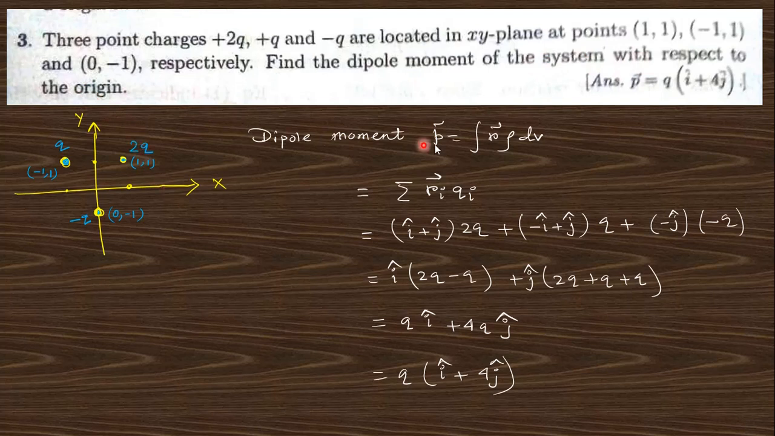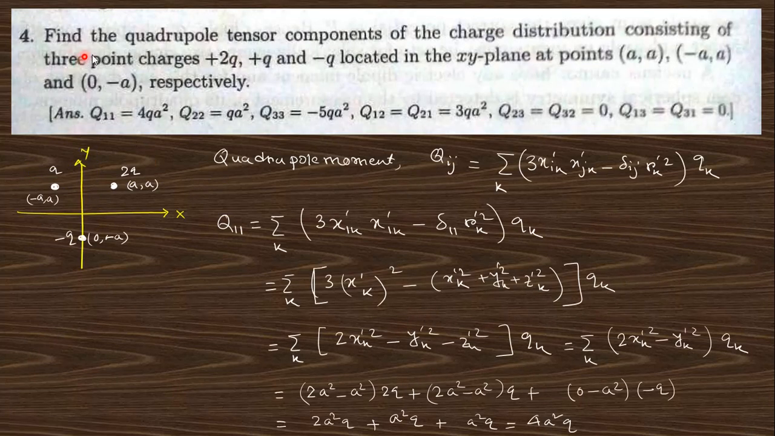So with respect to the origin, you need to find the dipole moment. Dipole moment is r into charge, so in summation form this is Σ r_i q_i. For r_i of the first charge, this will be i cap plus j cap, and the charge is 2q. Similarly, for the second, minus i cap plus j cap into q, and this is minus j cap into minus q. So finally you will get this answer. Clear?